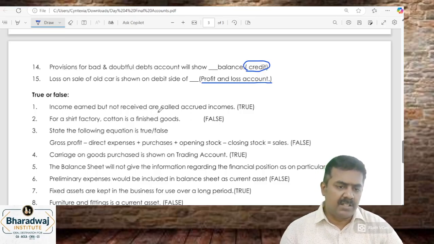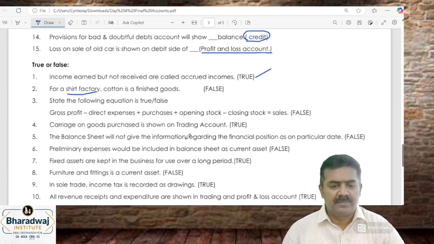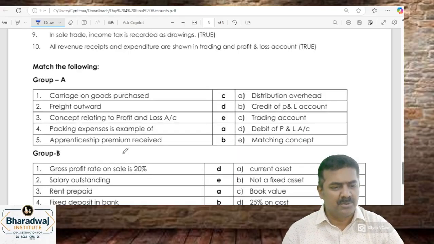Income earned but not received is called accrued income. True. In a shirt factory, is cotton a raw material? No, cloth is the raw material. Cotton is not connected with finished goods. Finished goods are shirts. Okay, I request you to go through this.